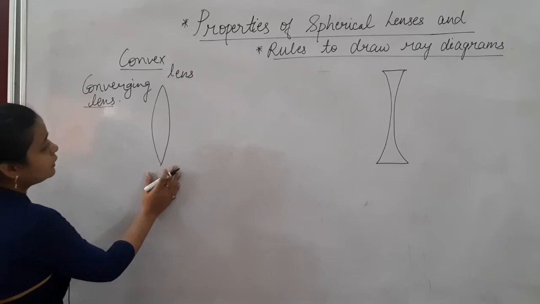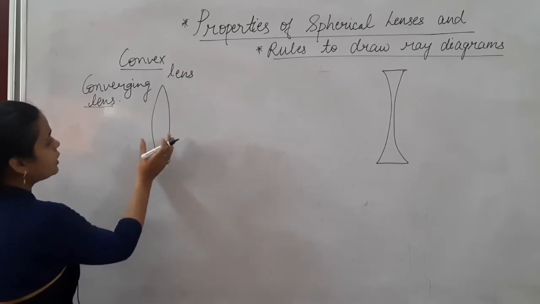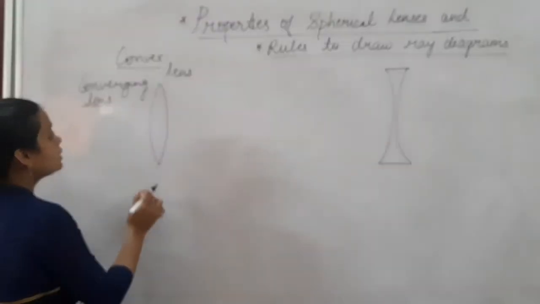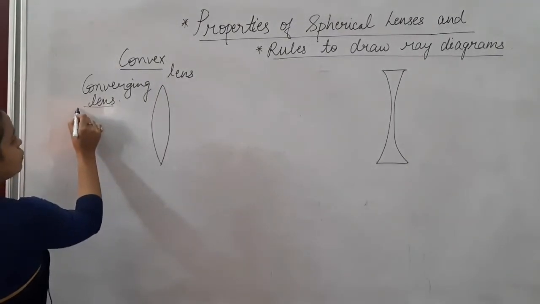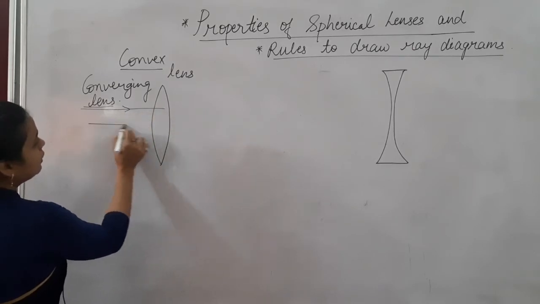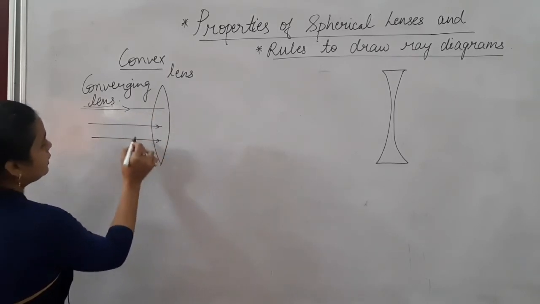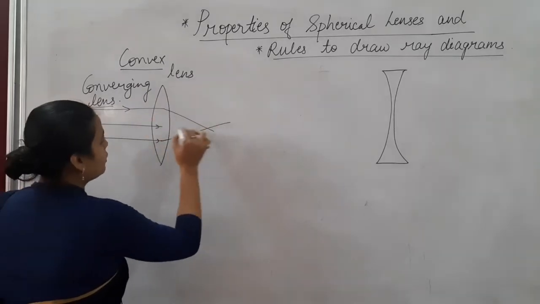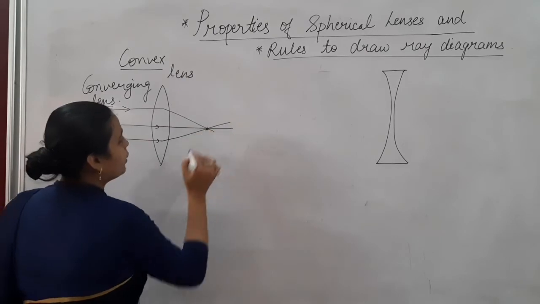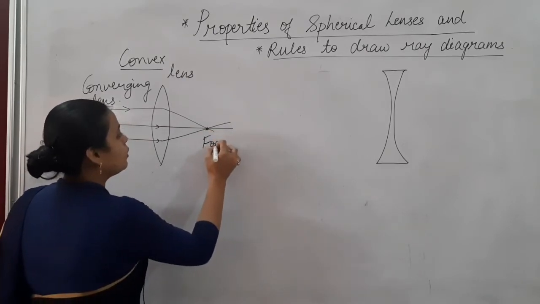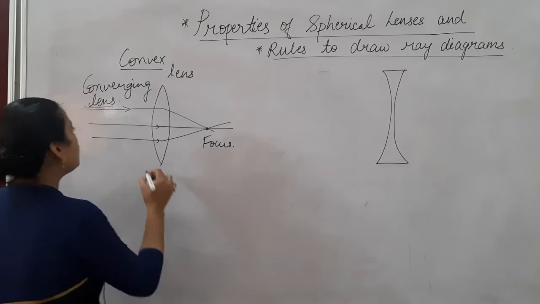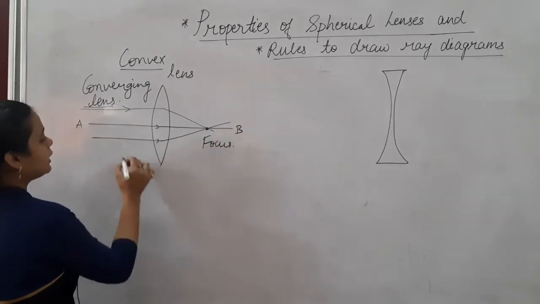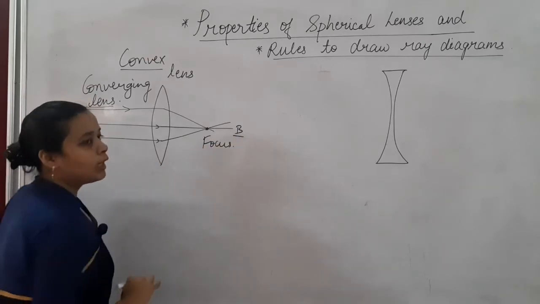If we consider this shape, it is bulging outside, thick at the center and thin at the edge. Since all the light rays, when passed through these types of lenses such as a convex lens, meet at one point, this point is said to be the focus. And this line, if you consider the line AB, is the principal axis.